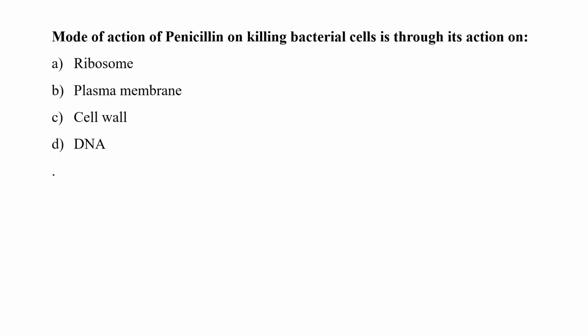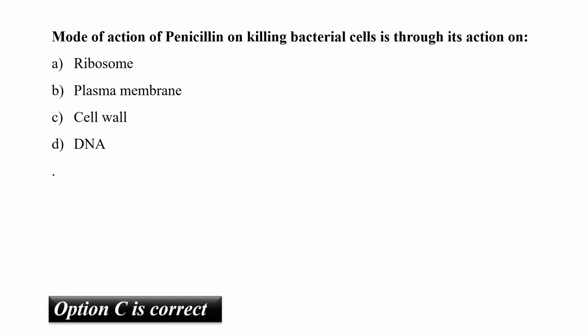The mode of action of penicillin in killing bacterial cells is through its action on the ribosome, plasma membrane, cell wall, or DNA. Penicillin kills bacteria through binding of the beta-lactam ring to D-transpeptidase, which inhibits its cross-linking activity and prevents new cell wall formation. Definitely, without a cell wall, a bacterium is vulnerable to osmotic pressure. So option C is the correct answer.